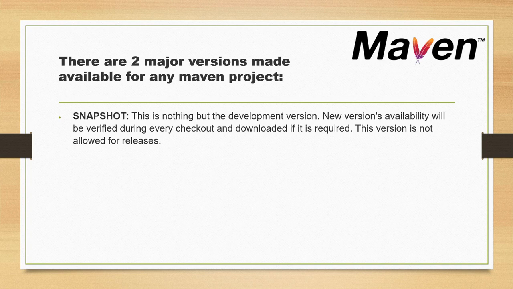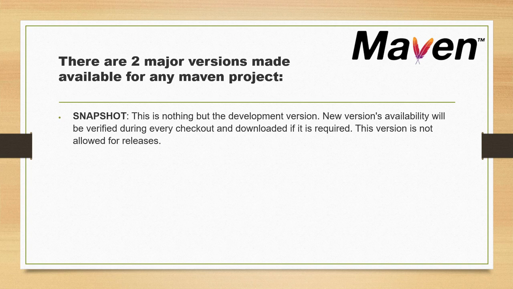Snapshot is a special version which indicates the current development copy of the project which is being worked on. For each build, Maven always checks for a snapshot of the project. Hence, whenever Maven finds a newer snapshot of the project, it downloads it and replaces the older jar file of the project in the local repository. Snapshot version always gets some updates or changes being made on the project.